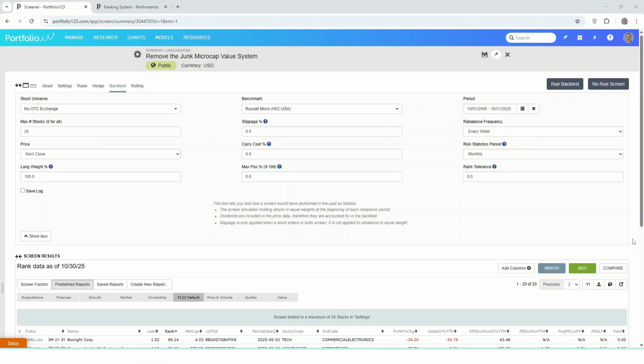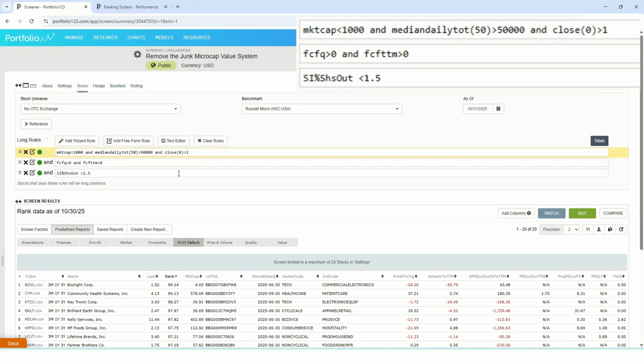So here's the basic setup. No over-the-counter stocks, maximum of 20 stocks, although I'll show you later how this works across our entire universe. And we're going to be rebalancing every week. Into the rule section, I start with my size and liquidity filters. The stock has to be smaller than 1 billion market cap. The median daily turnover is $50,000 minimum, and the price has to be above $1 per share.